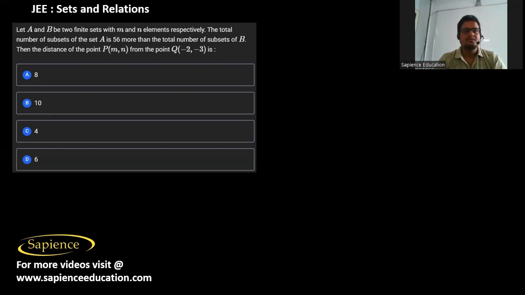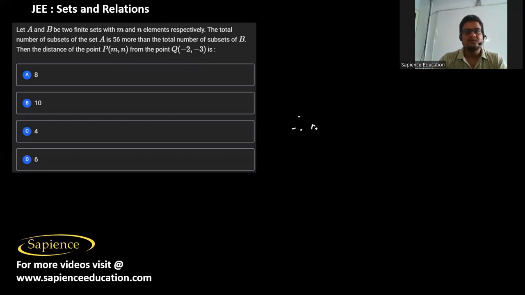So here it is told that let A and B be two finite sets with m and n elements respectively. The total number of subsets of the set A is 56 more than the total number of subsets of set B. Then the distance of the point P(m, n) from the point Q(-2, -3) is.